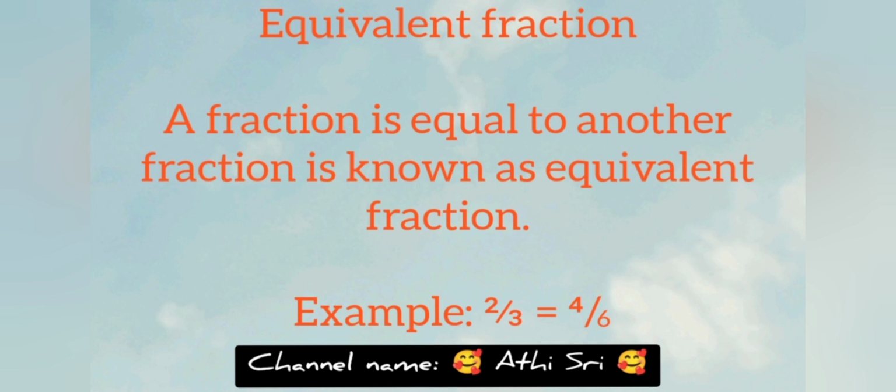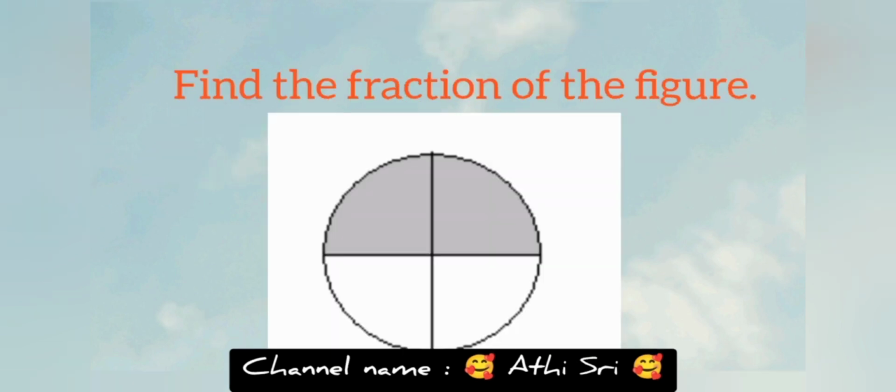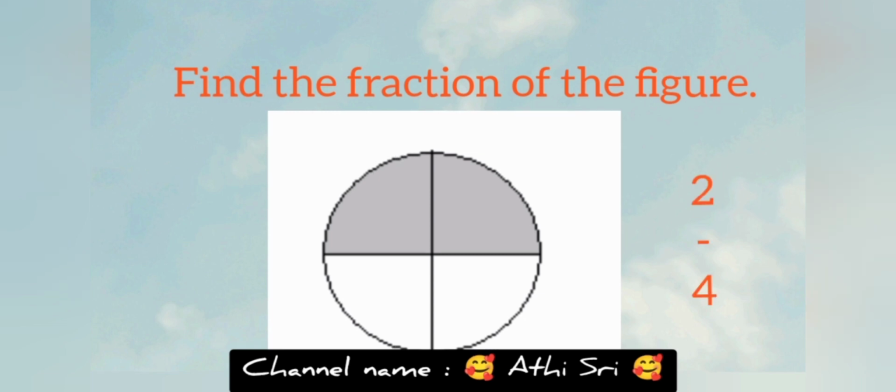Next, we are going to see two problems. The first problem is find the fraction of the given figure. First, we want to count the whole parts. There are 1, 2, 3, 4. There are totally 4 parts. We want to write the 4 in the denominator. And we want to count the shaded parts. There are 2 parts shaded. So we want to write 2 in the numerator. So the answer is 2 divided by 4.